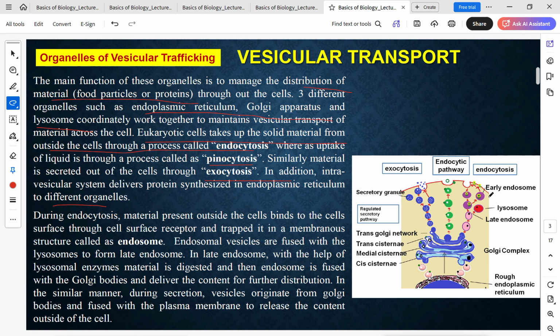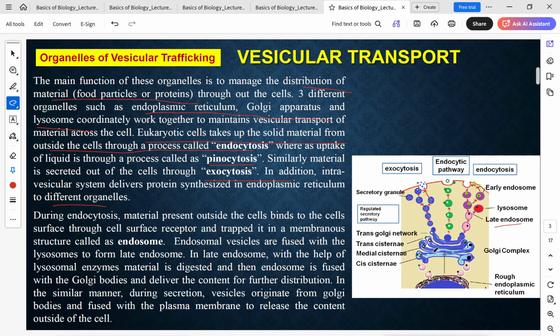During endocytosis, material that is present outside of the cell is taken up by the cell. The endosome then fuses with a lysosome to form a late endosome. This late endosome lysosome complex can then degrade the material that the cell has taken up and release the nutrients for further uptake. This endosome lysosome complex arises initially from the Golgi complex.